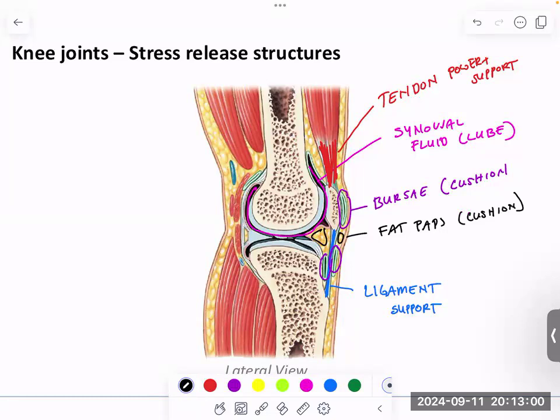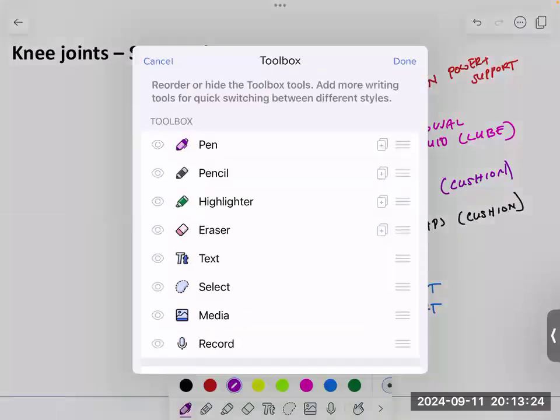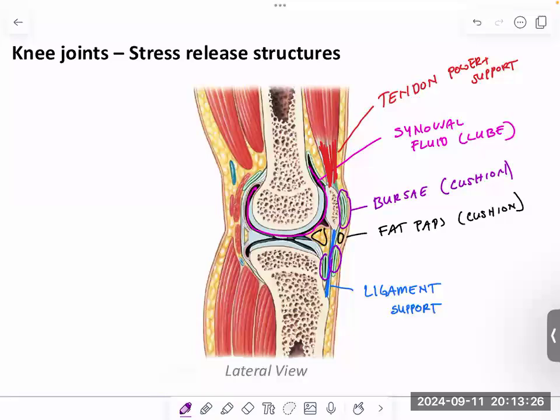Right, these are the main elements that I want you to be able to tell me in the knee joint, how they help the knee deal with stress. There's one more that I completely forgot, and I'm glad we're doing this. It's not shown here, so let's draw it in.